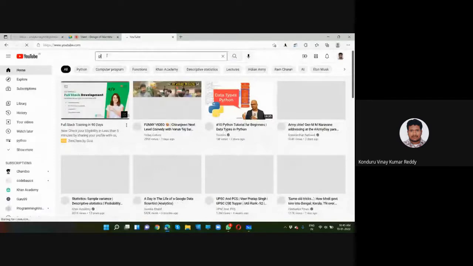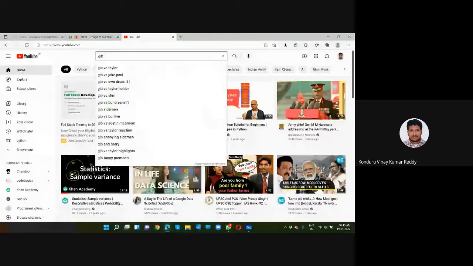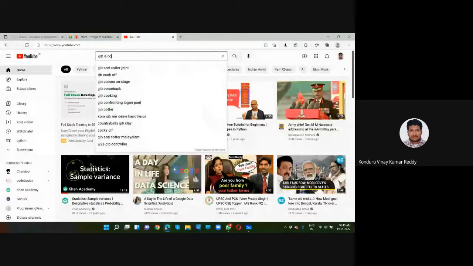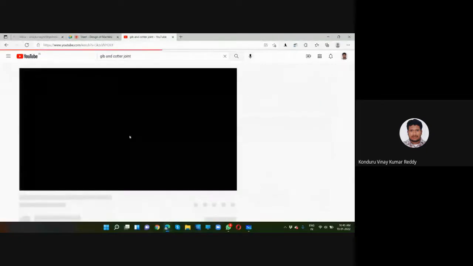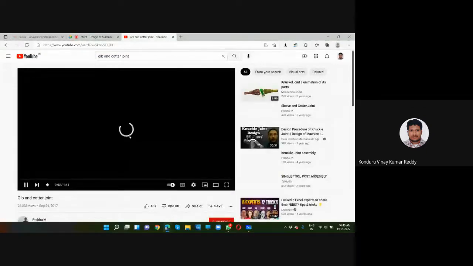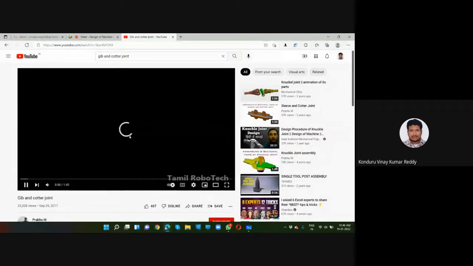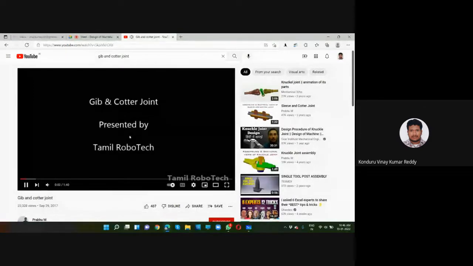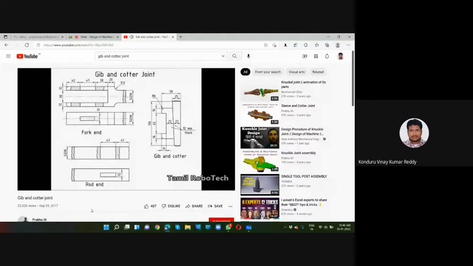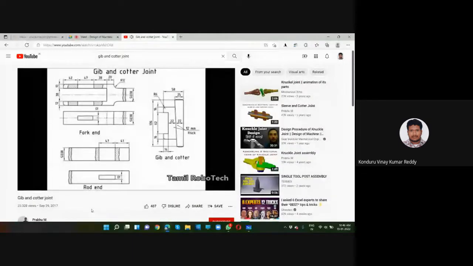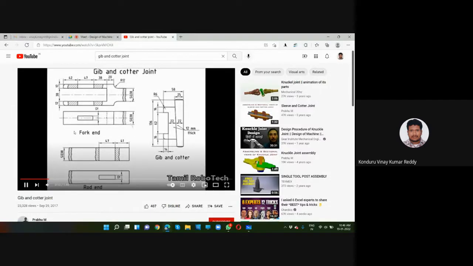You can find that on YouTube also. Just type Gib and Cotter joint so that you will find an animation. This is how a Gib and Cotter joint looks like. Just see the animation. These are the parts of a Gib and Cotter joint. I have already shown you that. So just wait for a while, I am getting some internet connection error.